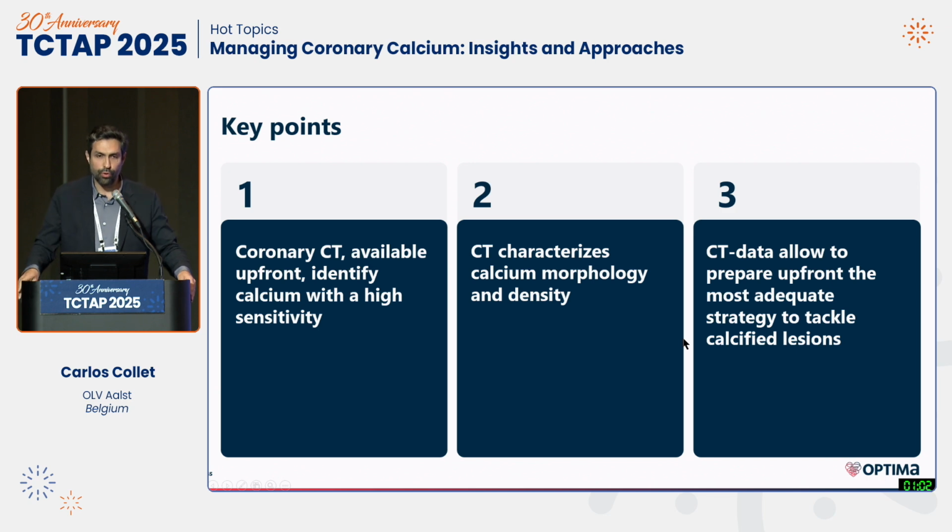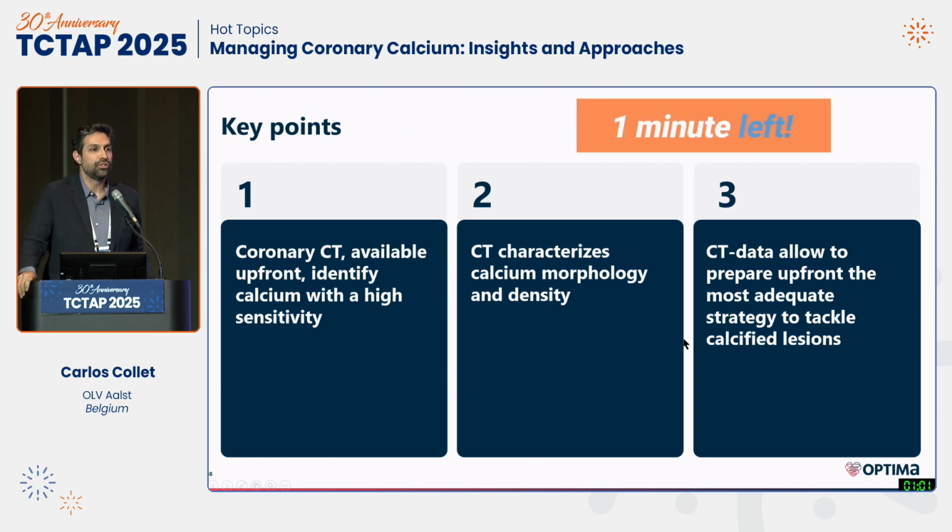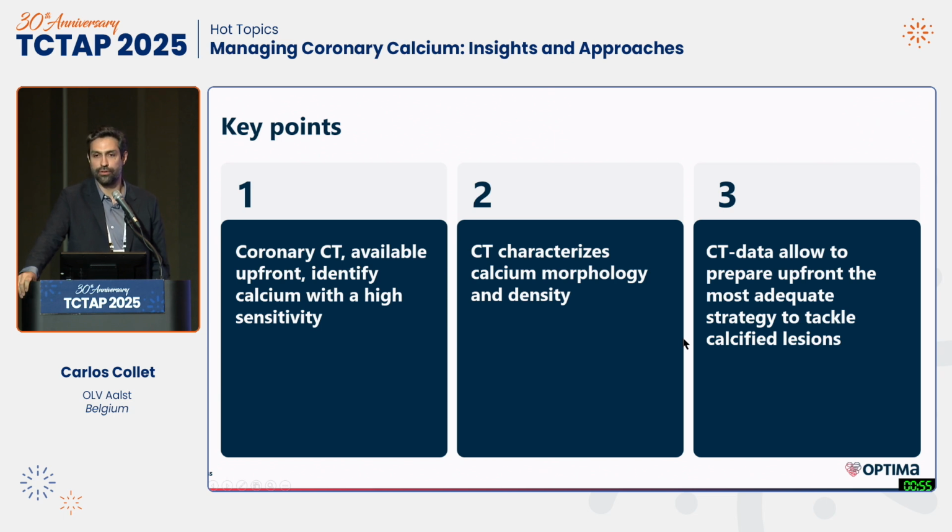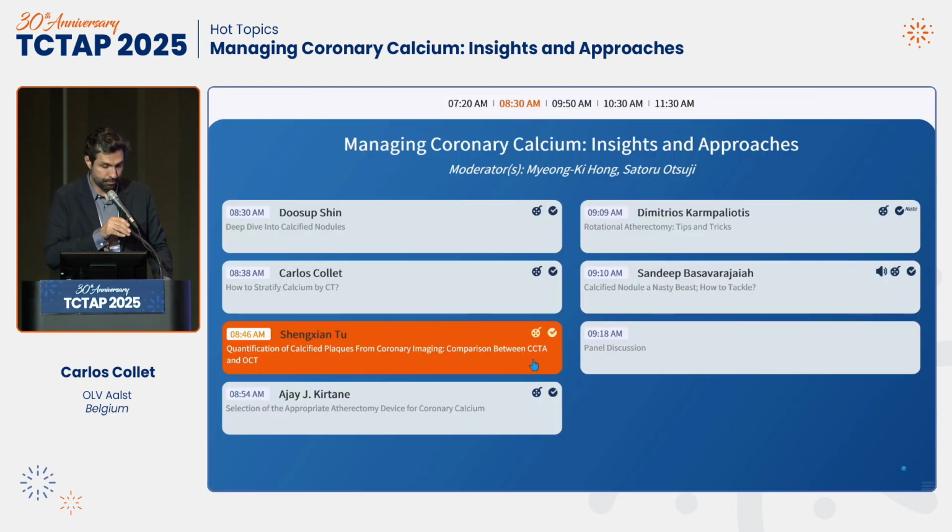With that, I think it's fair to conclude that CT is not anymore a rule-out test. This is a method for interventional cardiologists that provides additional information about calcium. It's extremely easy for us to look at that, and it characterizes calcium in a way that is complementary to all the modalities that we know, including intravascular imaging. I believe that when we finalize the analysis of this data, CT will certainly become a very important tool in the stratification and management of coronary calcium. Thank you very much for your attention.